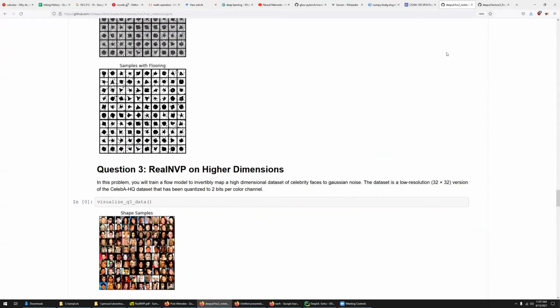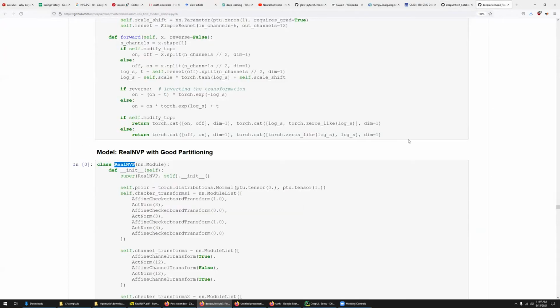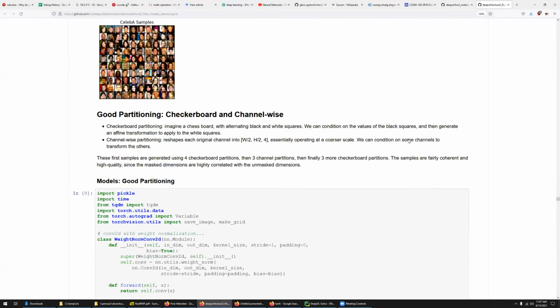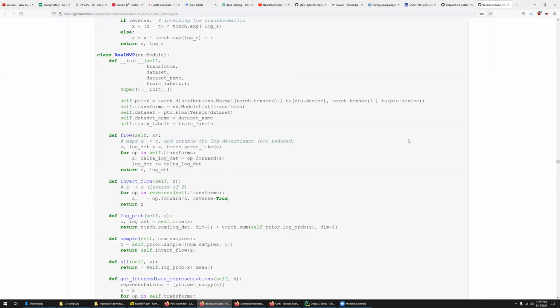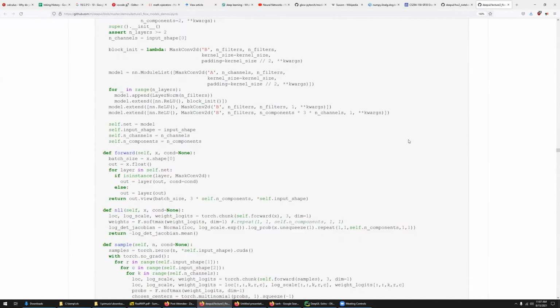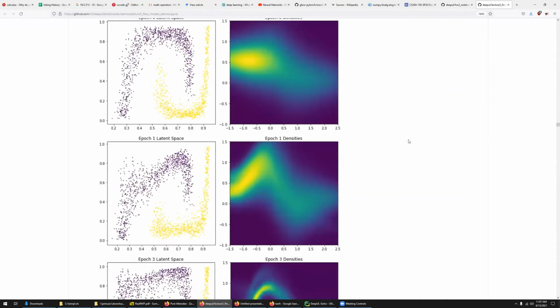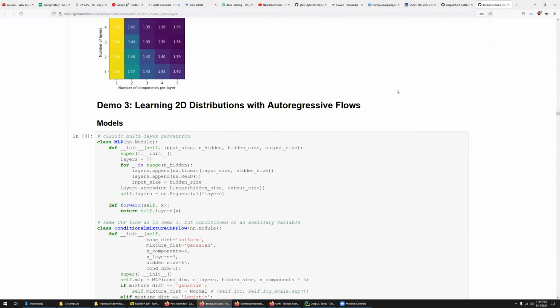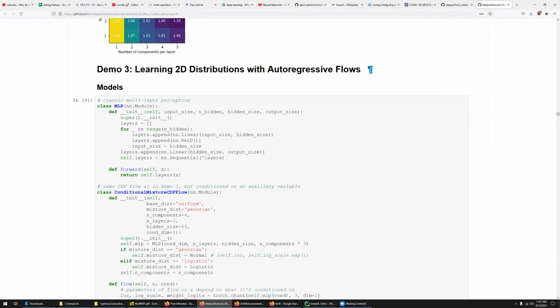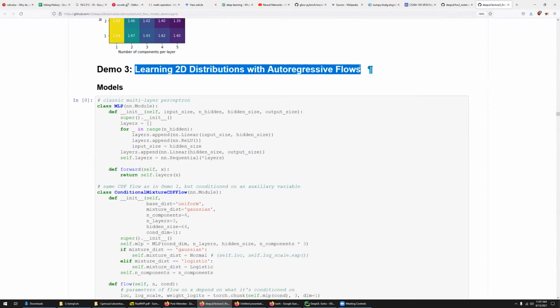Yeah, sure thing. Okay. So this is the collab notebook. So just go over the main highlights. Okay. So in demo number 3, you're asked to learn two distributions with autoregressive flows. Two distributions just meaning x and y.